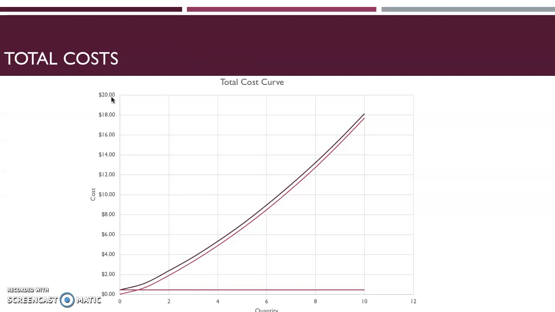The first graph shows the total cost curve. Fixed costs are the flat curve on the bottom, variable costs are the middle curve, and the total cost is the sum of the two as the highest curve in this graph. In this graph, we can see cost per quantity.